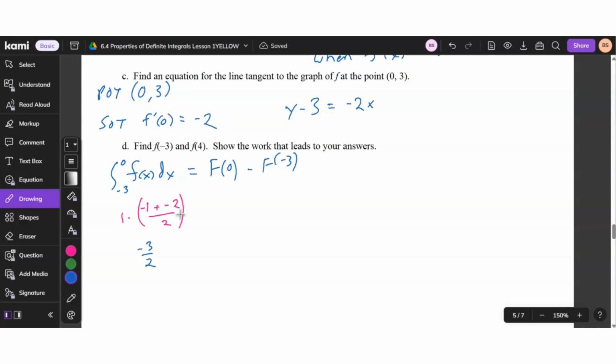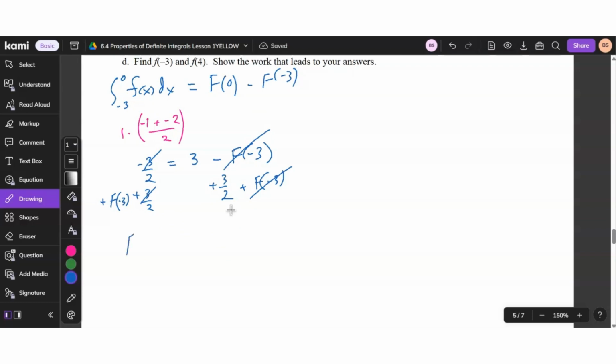All right, and that's going to be equal to our f of 0 was 3 minus f of -3. So that's the one we're looking for, so let's go ahead and switch the sides of these two things. So +3/2 plus f of -3. And over here, we'll add 3/2 and add f of -3. Because, of course, that makes those ones cancel. And so we get that f of -3 is equal to 3 plus 3/2, which is 6/2, so 9/2 in total.